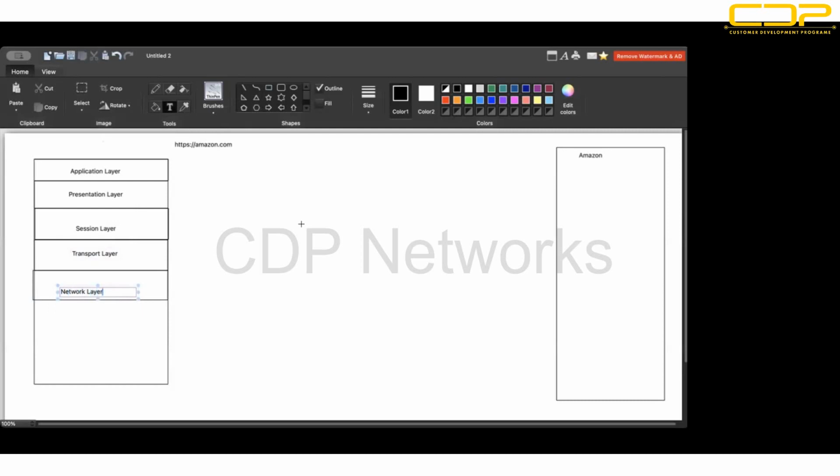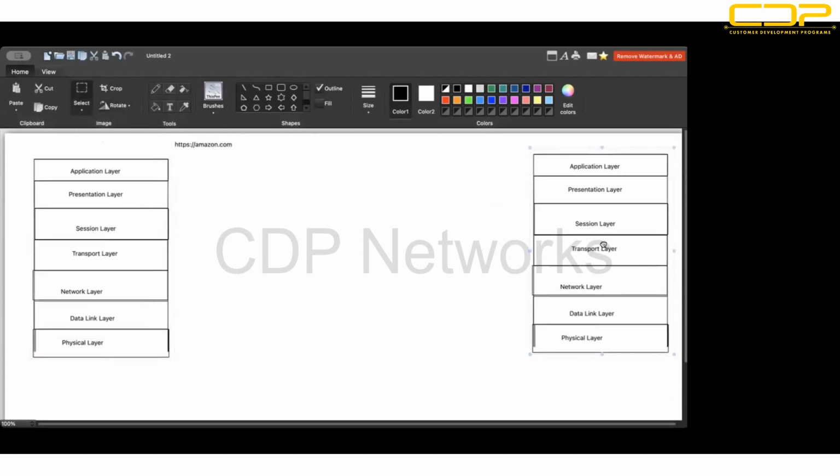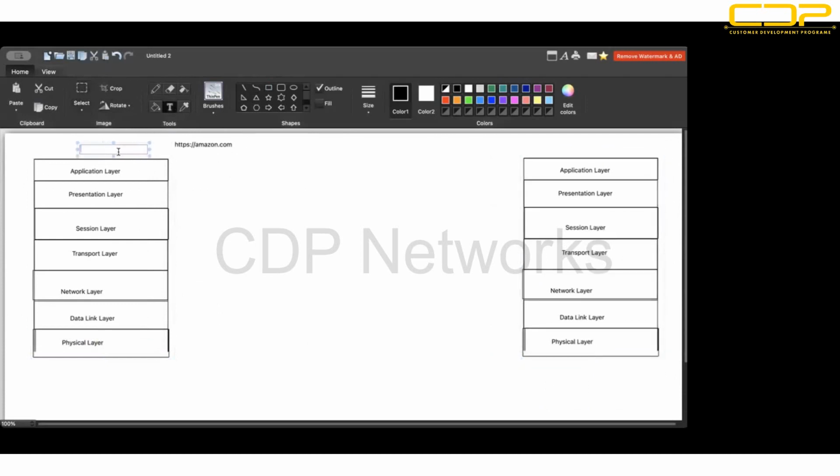Data link layer, it is lower than the network layer. And the last one is the physical layer. Okay, fair enough. So this is how the OSI model works. So let's say this is your sender and this is your receiver.